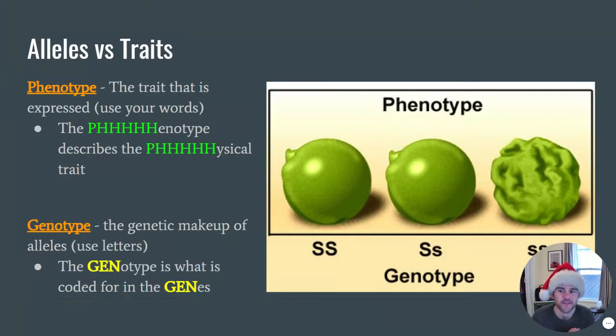So it's important when we talk about this that we understand the difference in some of this vocabulary. You're going to hear the words phenotype and genotype a lot. Phenotype is the trait that is actually expressed. So this is using your words. I always remember this because the phenotype describes the physical trait. With genotype, we're talking about what the alleles are. What's that actual genetic makeup? So here's where we're using those letters, like big A, big A, or big A, little a. And I remember this because the genotype is what is coded for in the genes, so what's actually in the genes versus the physical trait.